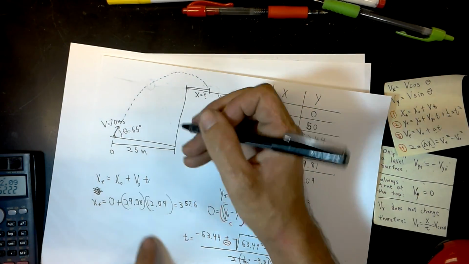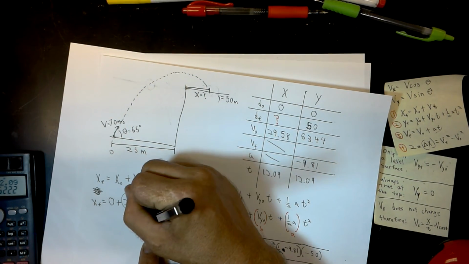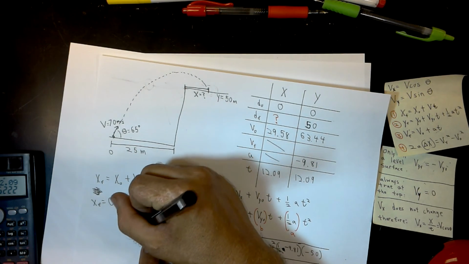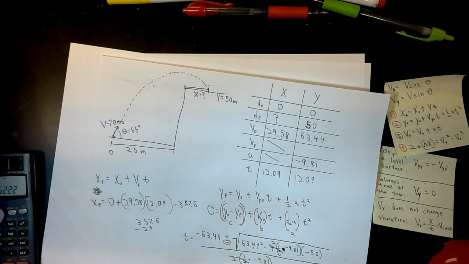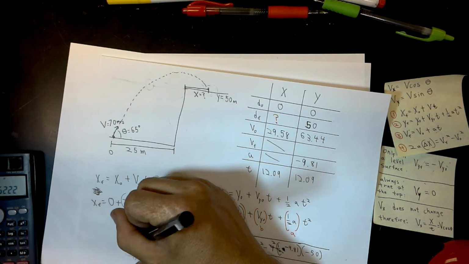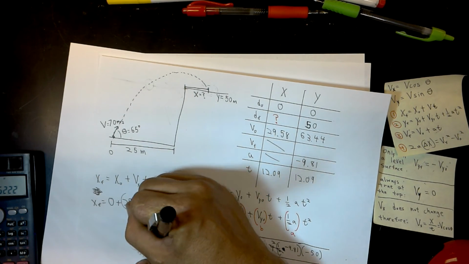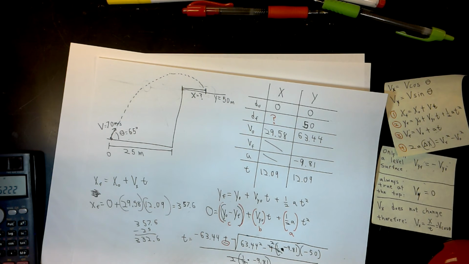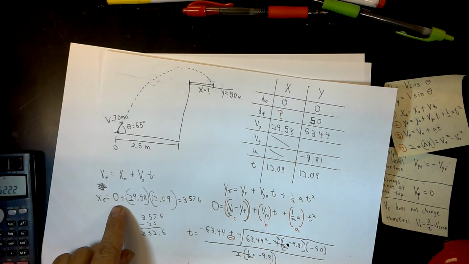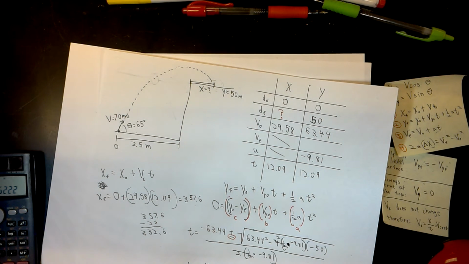So I need to subtract 25. So 357.6 minus 25 equals 332.6. I heard somebody say just now, if you put the 25 right here, you'd get this answer. And you are correct, I think. I'm thinking the video didn't just have a boo-boo. No, I'm thinking. No, that is not correct.